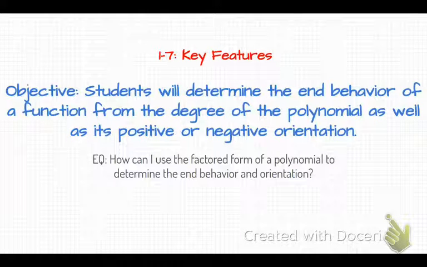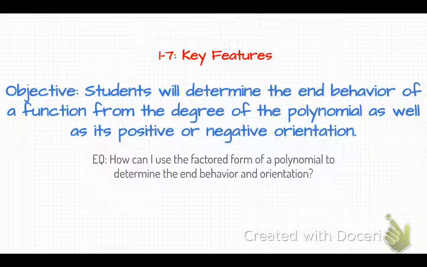Okay, today we're going to be working with some key features. We've done most of them, but we're going to add in orientation. So that means, do I have a positive or a negative graph? And then we are going to talk about end behavior. So we've talked about end behavior as far as what do the arrows look like, what direction do I go? But now we're going to talk about as x goes to infinity.